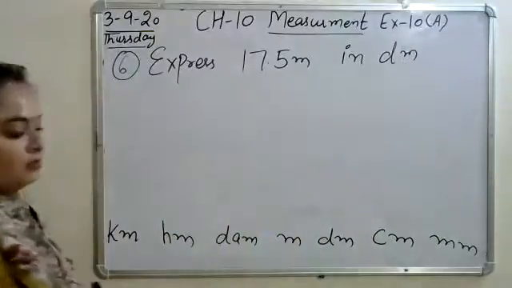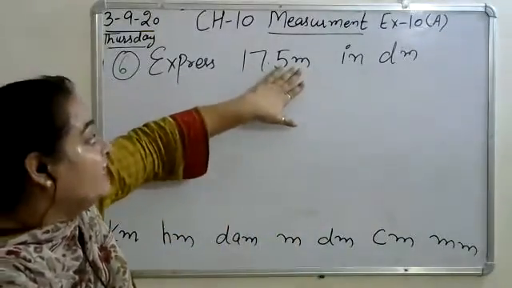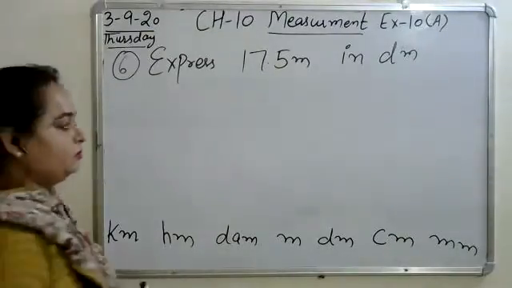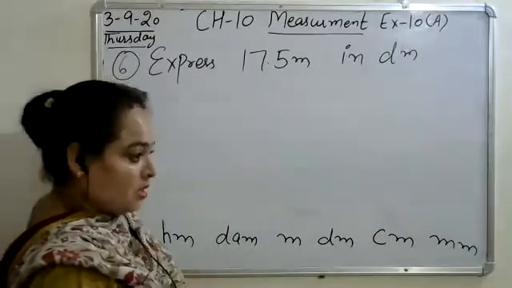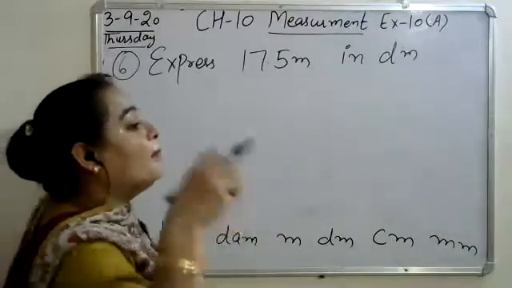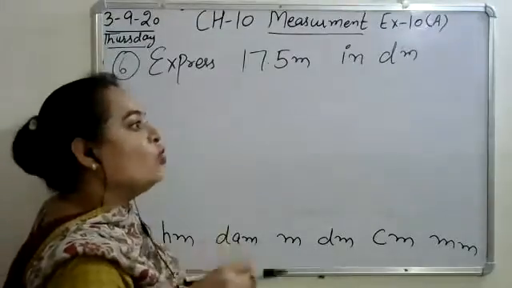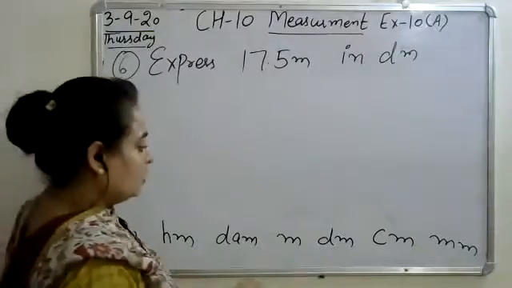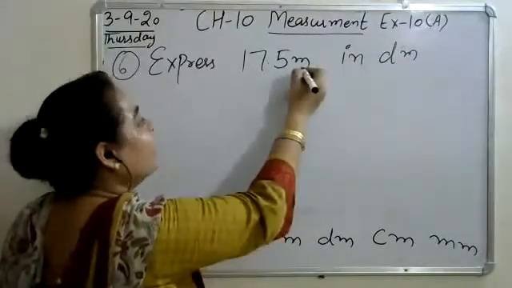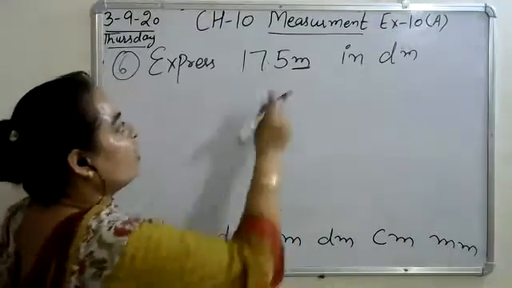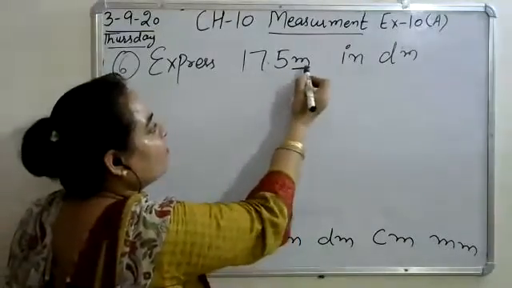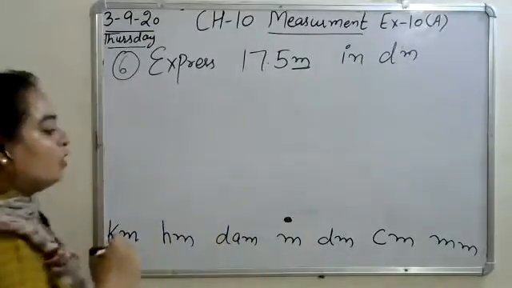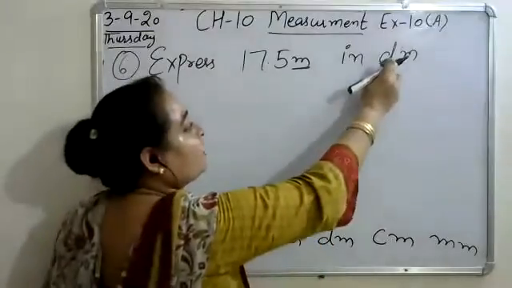Now tell me. 17.5 meter is given. It means you are where? Ma'am, we will multiply this. No, we will multiply this, but where are you standing? Initially, at which point? Ma'am, we are on the right hand side. We are on the first point, on meter. Say, ma'am, we are on meter. Because 17.5 meter is given, it means you are here, at meter. Okay. Now the question is to convert this in decimeter.